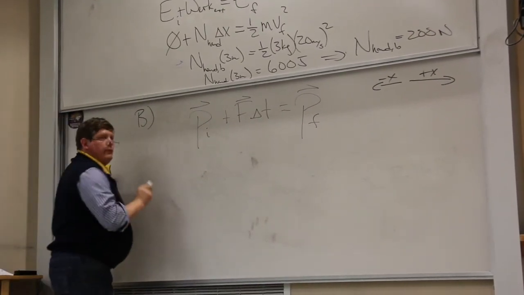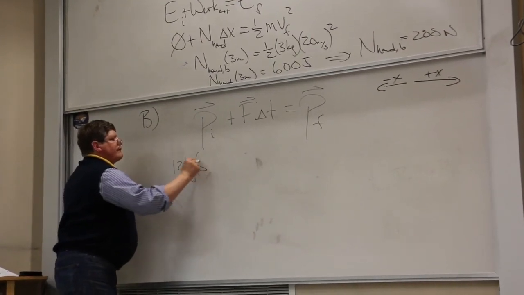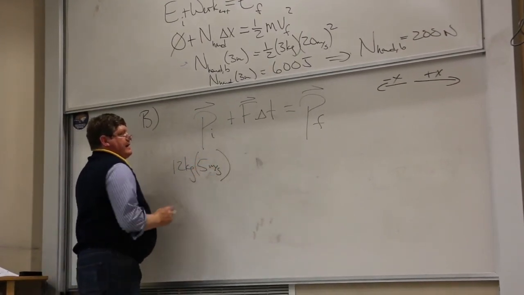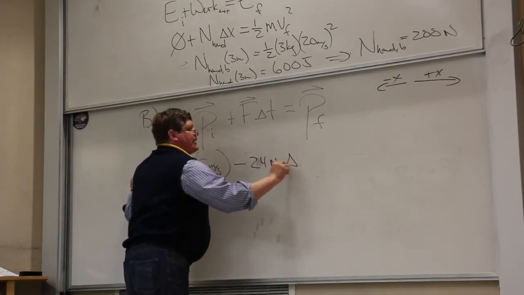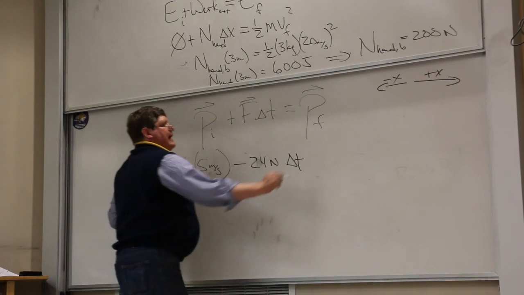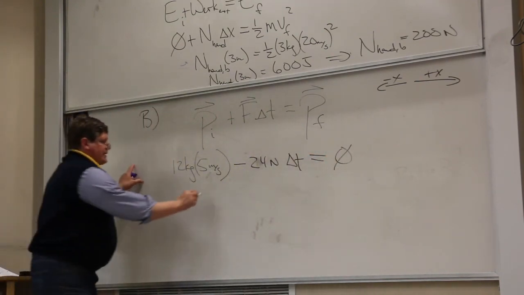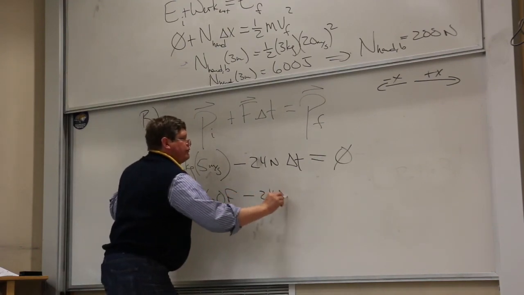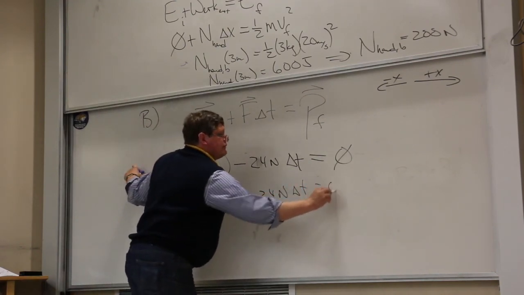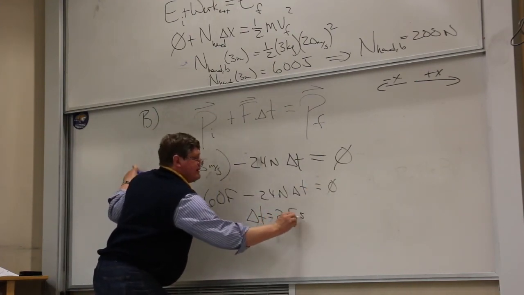So right as it starts scraping, I've got 12 kilograms moving at 5 meters per second, and then I've got a friction force of 24 newtons acting over some time, and I wait until it stops. And so that gives me 60 minus 24 newtons times delta T is equal to 0, or delta T is equal to 2.5 seconds.